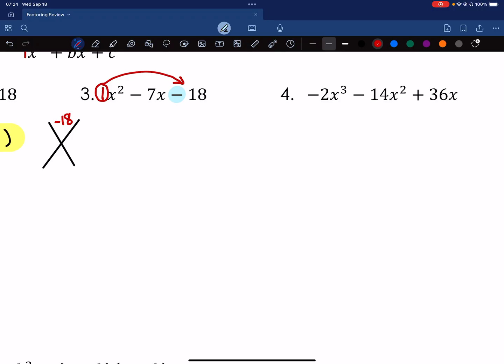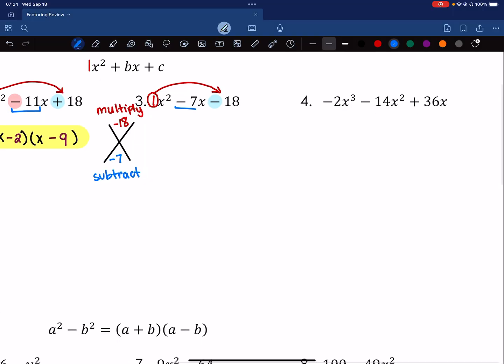And then we have this negative 7 that's going to be on the bottom. So now when we think about it, we still want to multiply to get negative 18, but now instead of adding, we need to think about subtracting to get negative 7. It's going to be the same combination of numbers, 1 and 18, 2 and 9, and 3 and 6, but now we need to think about subtracting them.